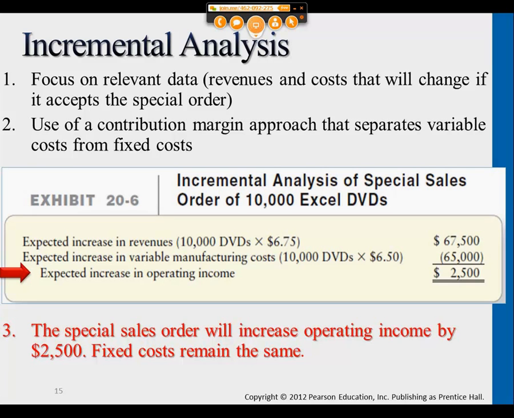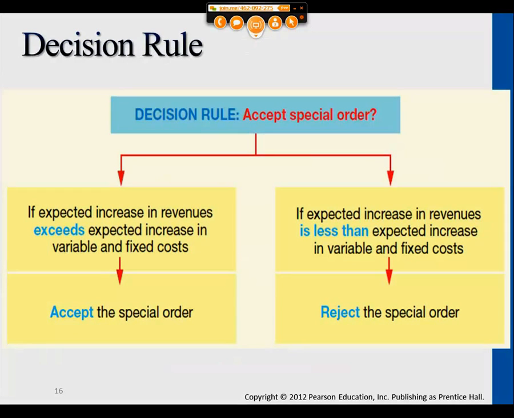So when making a decision, you have to account for that. That's necessary. Not only are you calculating your increase in operating income, you also want to understand what's happening to your fixed cost here.